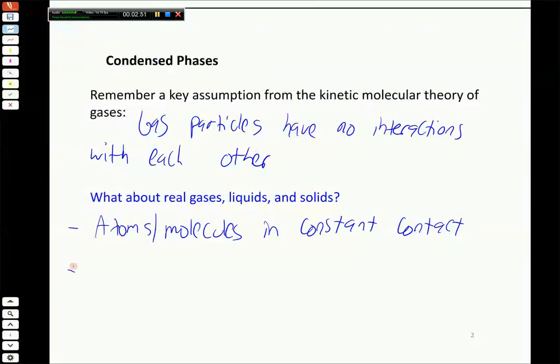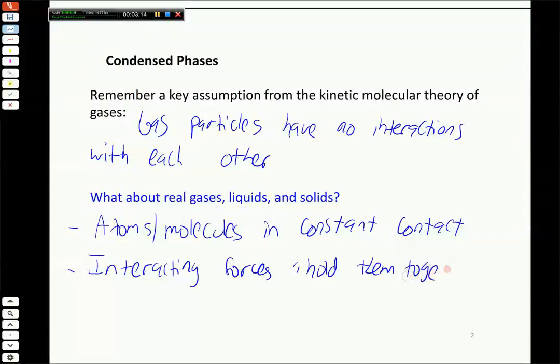And these interacting forces which hold them together are responsible for them existing as these condensed phases. So they don't allow the molecules to just completely separate and wander off all over the place. It's these forces that keep them together as a liquid or a solid. And what today's lecture is going to be about is the nature of these intermolecular forces, as we call them, the forces that hold together separate atoms and molecules. In both liquids and solids, these intermolecular forces are very important.